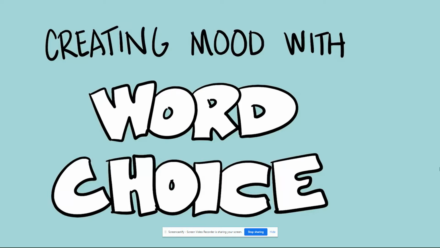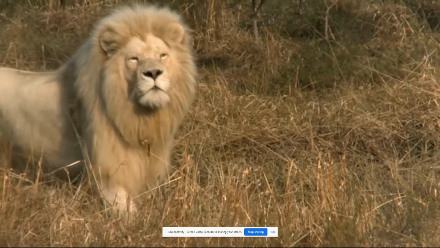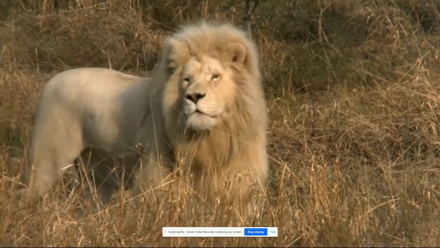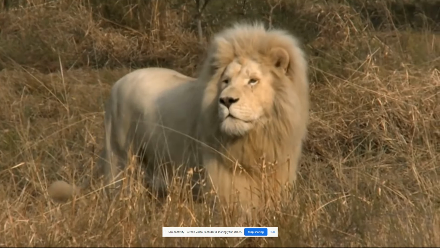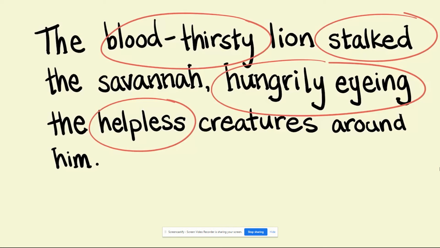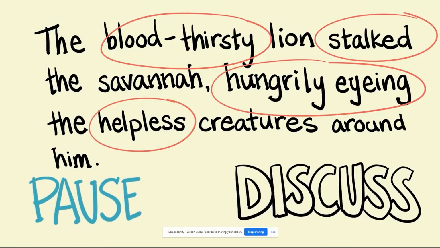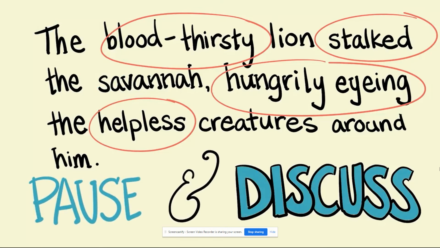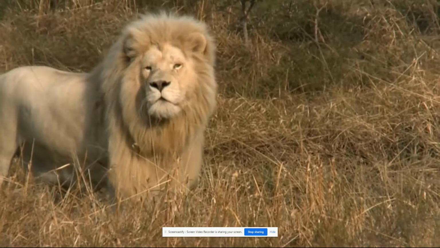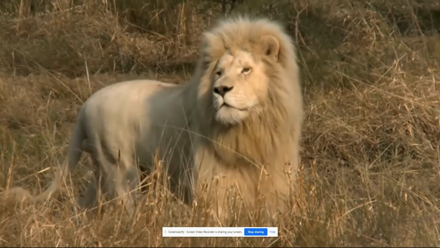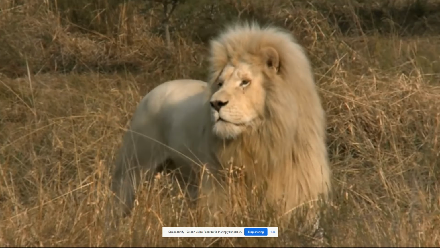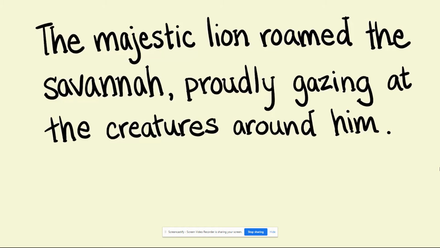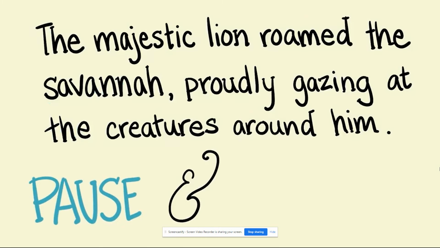Listen to this sentence. The bloodthirsty lion stalked the savannah, hungrily eyeing the helpless creatures around him. Pay attention to the circled words. What mood do they create? Now listen to this sentence. The majestic lion roamed the savannah, proudly gazing at the creatures around him. How has the mood changed? Which words helped create this mood?